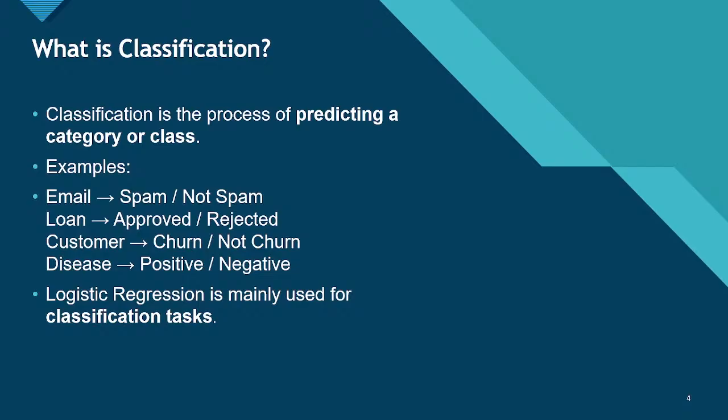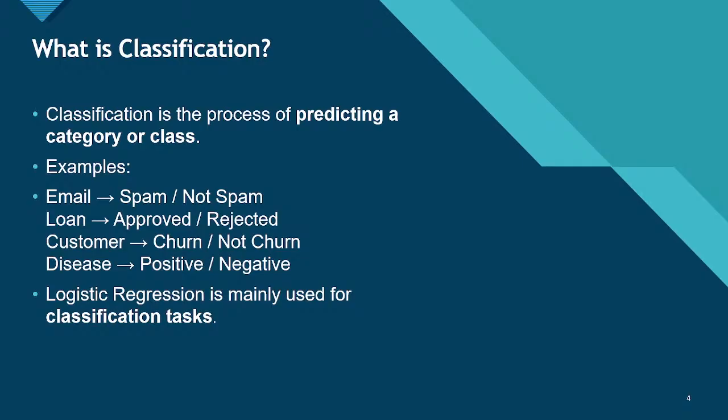The third one is customer churn prediction. What does that mean? Churn or not churn: companies want to know whether a customer will leave their service. Machine learning analyzes factors like customer usage patterns, subscription history, and complaints, and the model predicts whether the customer is likely to churn or stay.